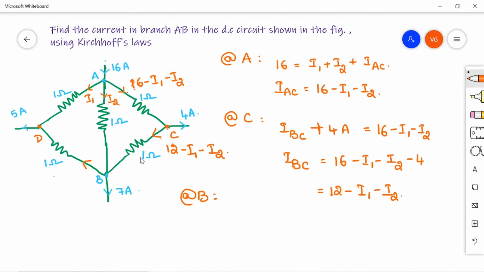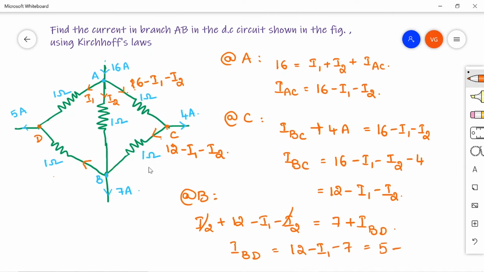Sum of the entering currents is equal to sum of the leaving currents. So at node B, entering currents are here I2 plus 12 minus I1 minus I2. So I am writing down I2 plus 12 minus I1 minus I2. Similarly, the leaving currents are 7 plus the current in BD, which I have to find out. So here I2 will get cancelled. Current in BD is nothing but 12 minus I1 minus 7. So that is equal to 5 minus I1. So the current in the branch BD is 5 minus I1 here. Now this 5 minus I1 is entering into node D.